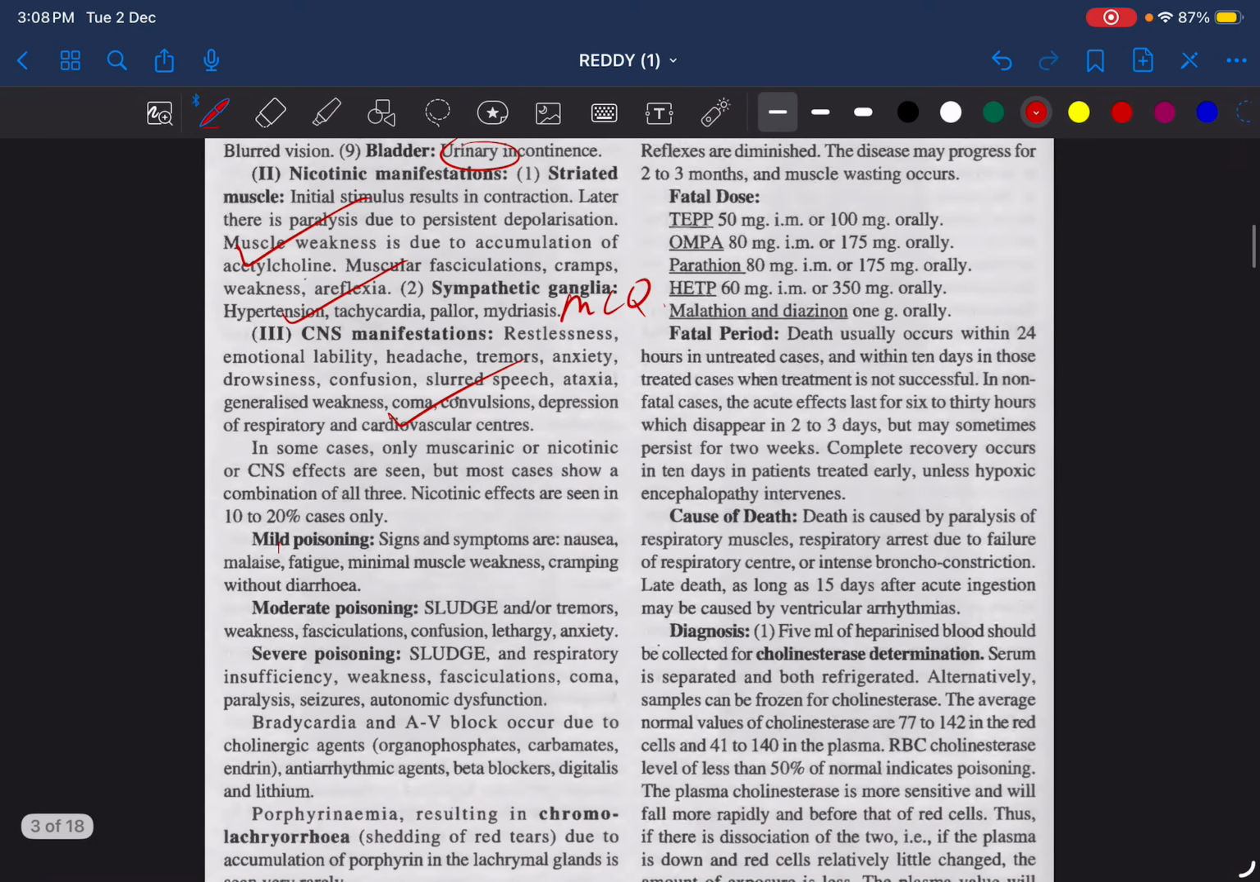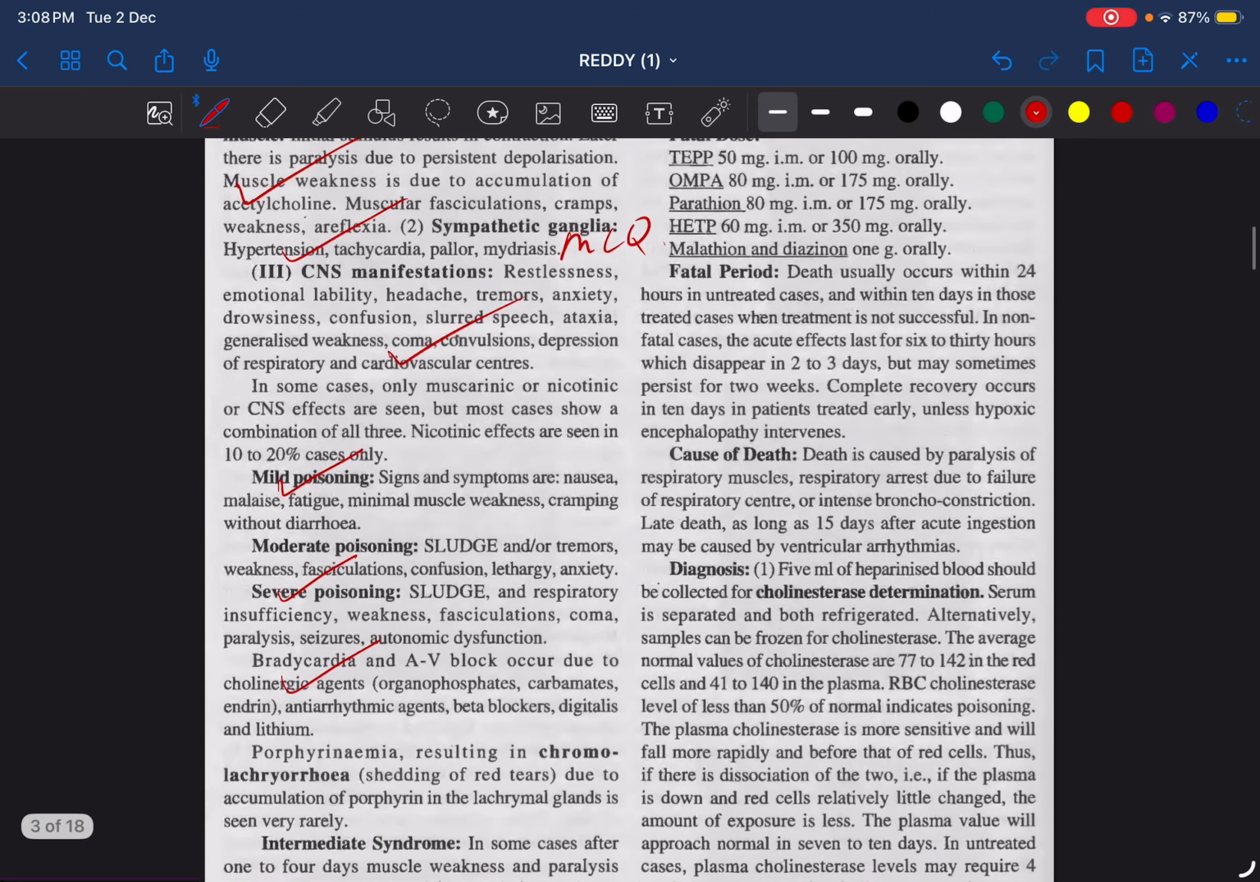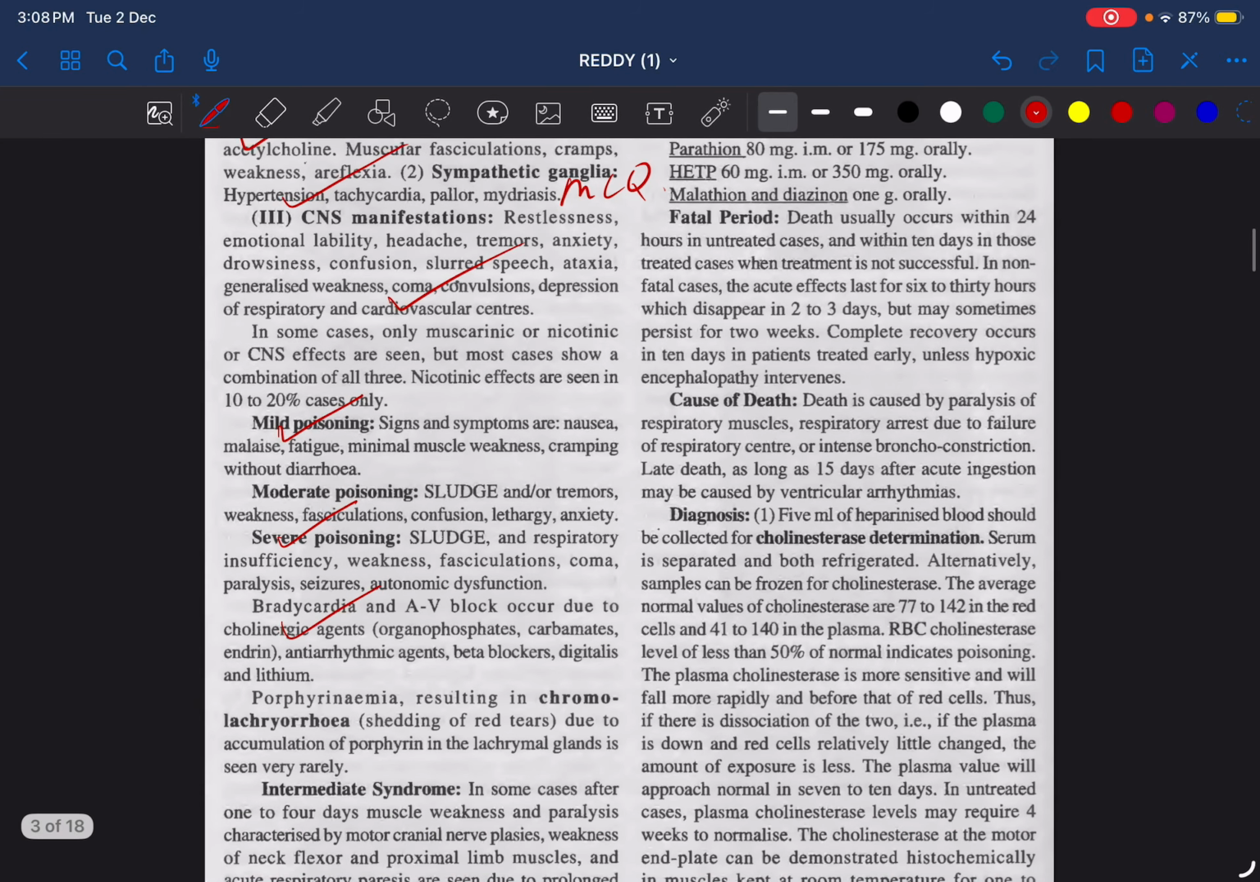I told you mild, moderate, and severe poisoning. Mild poisoning means just nausea and minimal muscle weakness. Moderate means SLUDGE will be there. Severe poisoning, SLUDGE with autonomic dysfunction and breathlessness, fasciculations, seizures, and everything. Remember, we have something called accumulation of porphyrin in the lacrimal glands because of this OPC compound, that is called chromodacryorrhea, shedding of red tears.